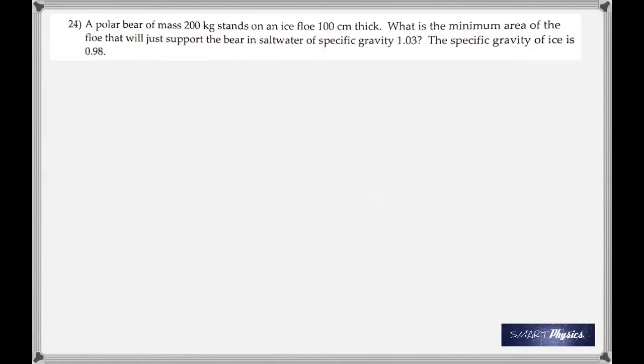A polar bear, mass 200 kilograms, stands on an ice floe 100 centimeters thick. What's the minimum area of the floe that will just support the bear in salt water of specific gravity 1.03? Specific gravity of ice is 0.98. Interesting. Again, interesting question. Let me just draw the ice floe first. It has a certain thickness which is given, and you have to find the area.